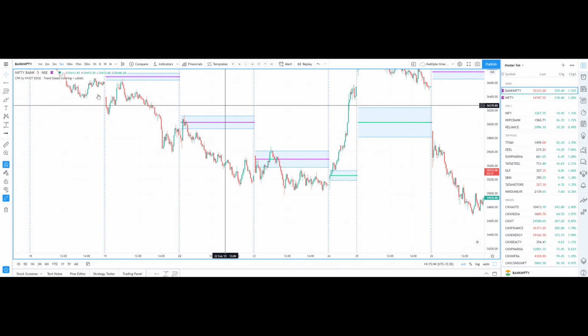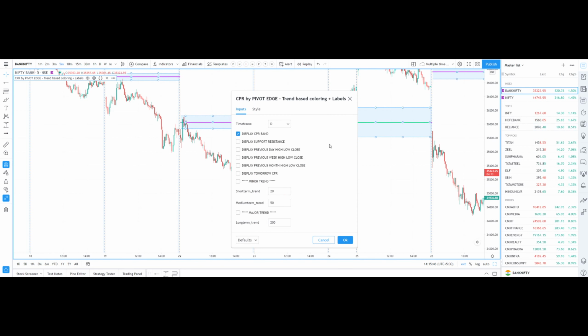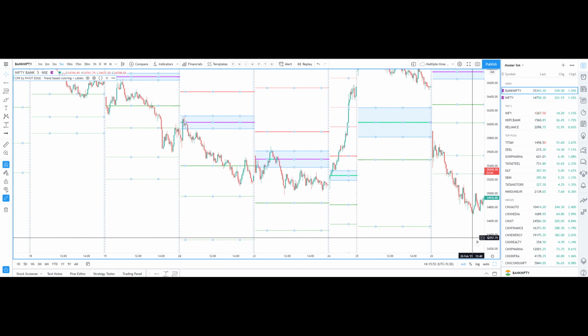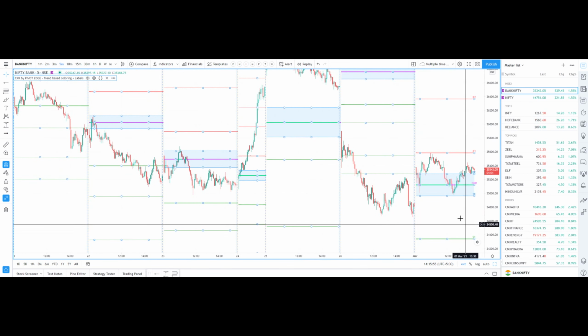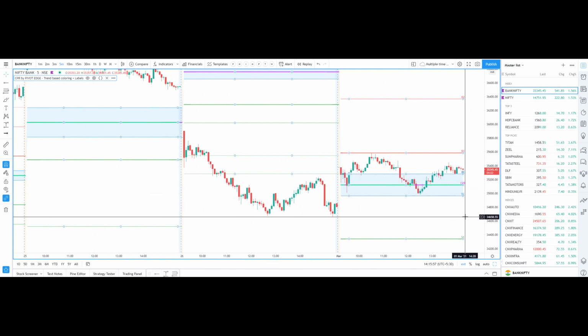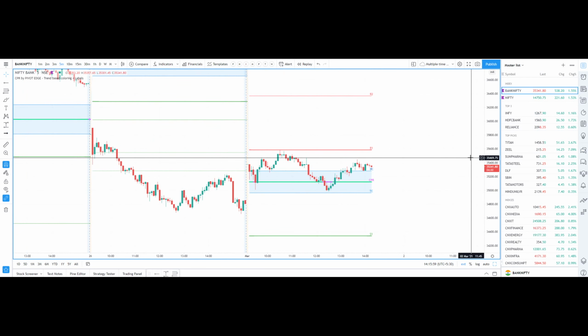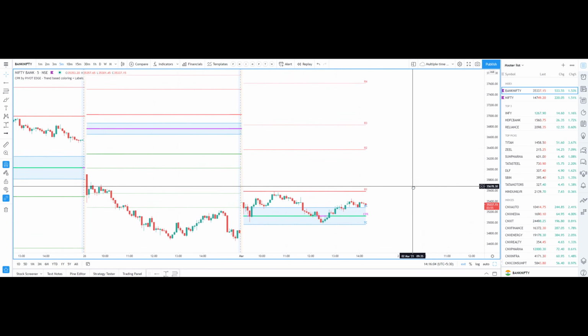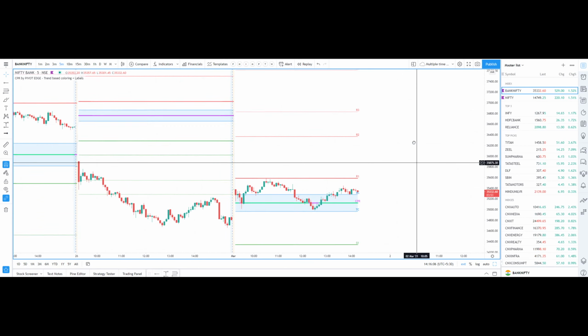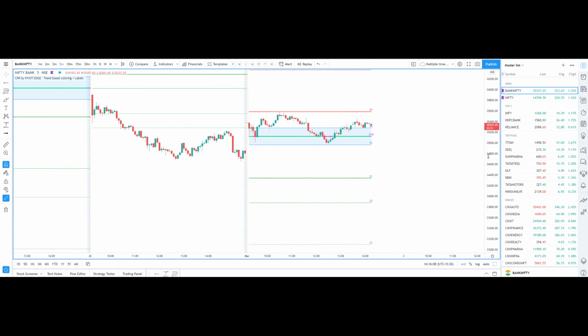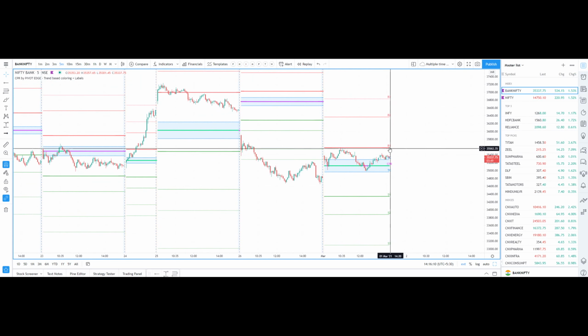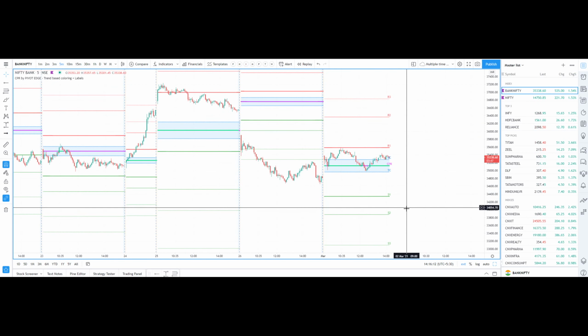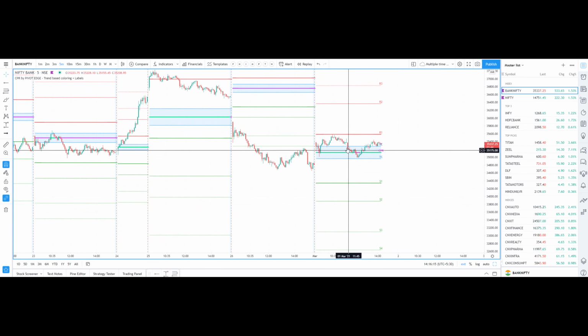Next, let us see the other features. Next is display support and resistance. Traditionally you get 3 supports and 3 resistances. Because of the high volatility in the market, one more level is added, so the 4th level is also added. These are the possible resistances and supports that you can find for the price movement.